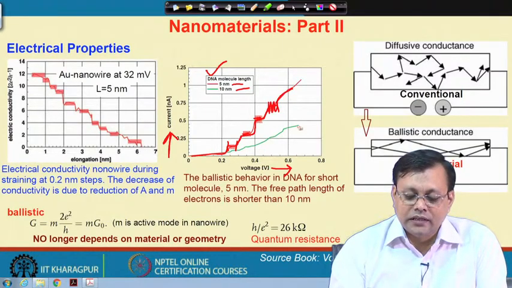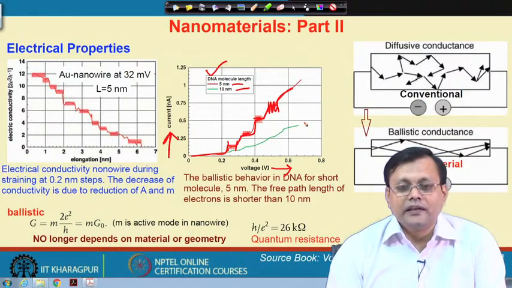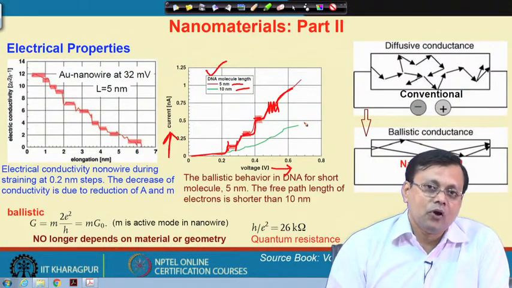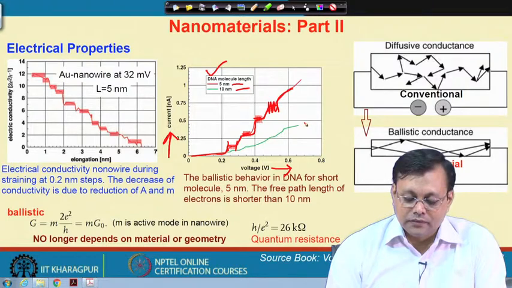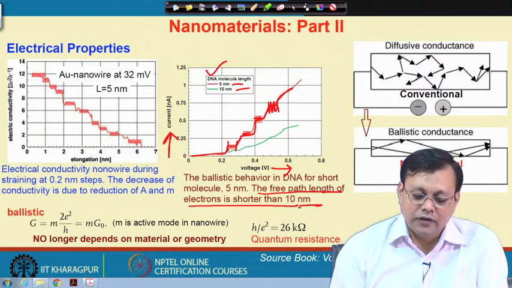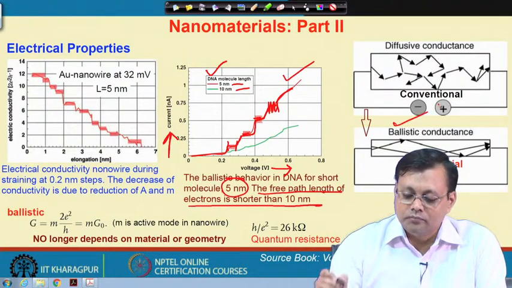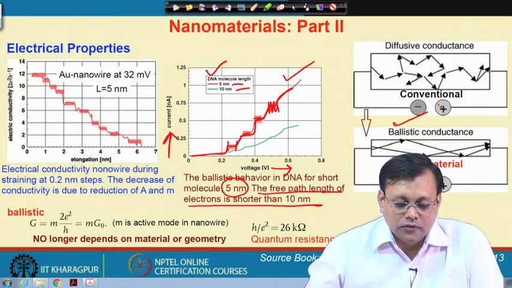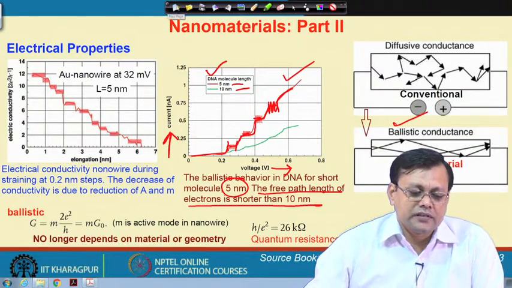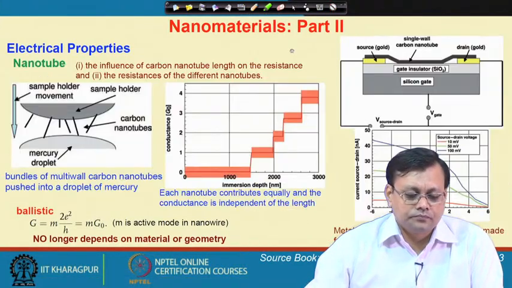Whereas 10 nanometer does not show such kind of stepwise ballistic conductance, because the length scale of the wire is a little bit longer than the mean free path, and that is the thing. So, the mean free path length of the electron is shorter than 10 nanometer, whereas it is very close to 5 nanometer, that is why we get this kind of ballistic conductance. So, this is something very interesting about electrical properties in case of nanomaterial.